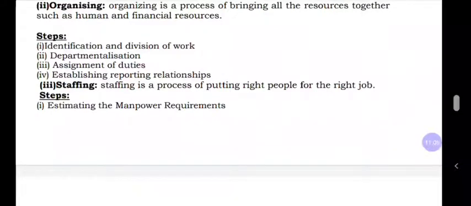In which function are you going to bring them? In the organizing function. Here there are 4 steps. First one, identification and division of work. Second one, departmentalization. Third one, assignment of duties. Fourth one, establishing reporting relationship. These steps are also explained in the 5th chapter, the organizing chapter.